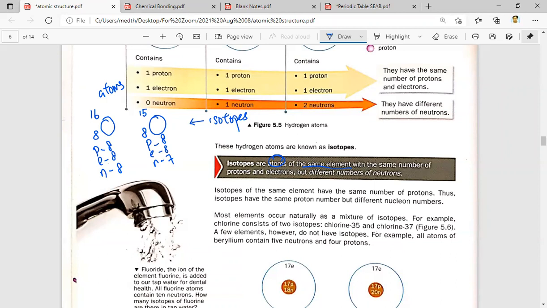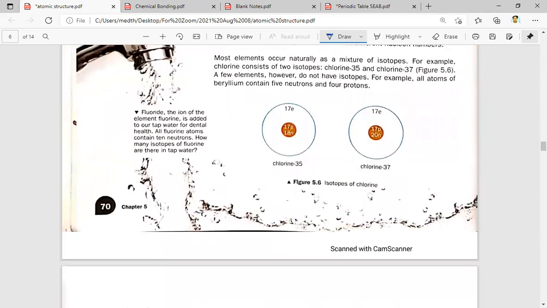What else do you see? They have the same number of protons, same number of electrons, but the neutrons are different. So isotopes are atoms of the same element. Take note of the S here. When you talk about isotopes, you must always have at least 2 atoms of the same element that you're comparing, with the same number of protons and electrons, but a different number of neutrons. Another example is chlorine 35 and chlorine 37.